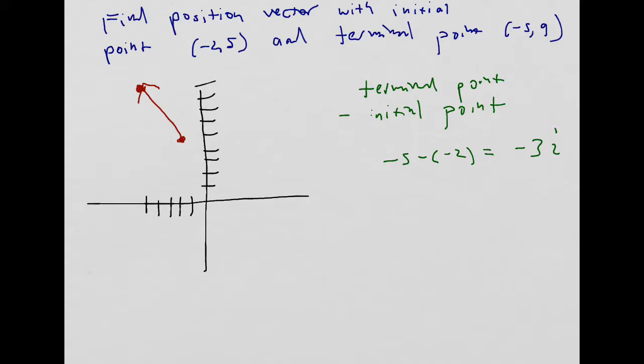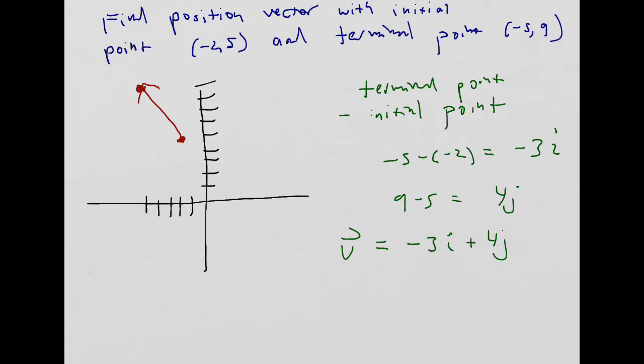And then for the vertical component, we would take, remember, terminal point minus the initial. So 9 minus 5, which is +4, which would be the vertical component, which would be j. So then this same vector we can rewrite as -3i + 4j, right?